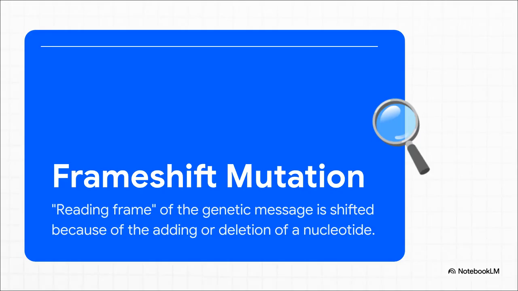And that brings us to frame shift mutations. See, your cells read DNA in groups of 3 letters, like 3-letter words. We call them codons. What happens in a frame shift, which, remember, is caused by an insertion or deletion, is that the whole grouping gets thrown off. From the point of that one little change, every single 3-letter word afterwards is now wrong. The entire message gets scrambled.